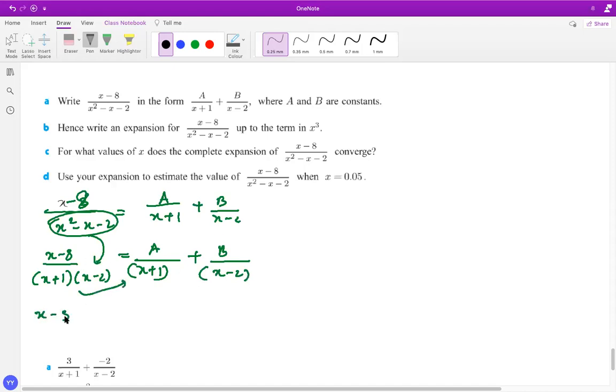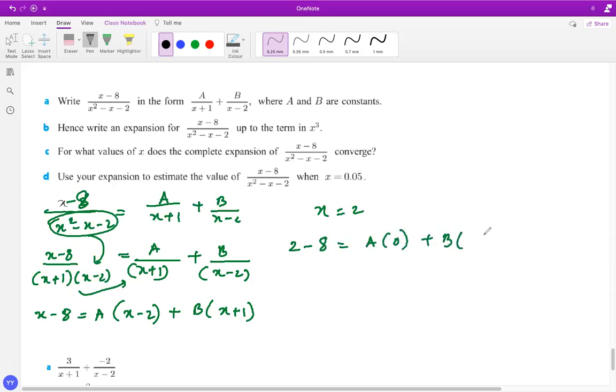As a result, you get x - 8 = A(x - 2) + B(x + 1). Now, you input x is 2. If I plug x is 2 here, I get 2 - 8 = A times 0 + B times 3. So I get -6 = 3B. So that gives me B is -2.